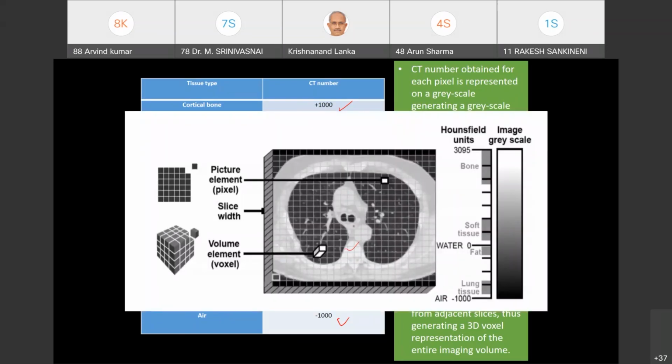Here you can see this voxel. So when thickness is added, this slice width is added, a pixel gets converted into a 3D element. We call it a voxel.